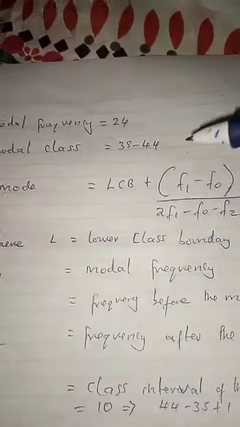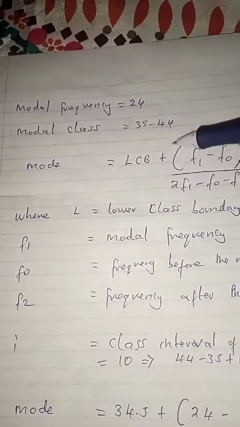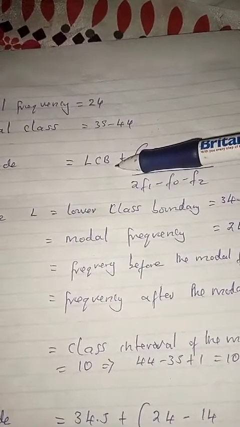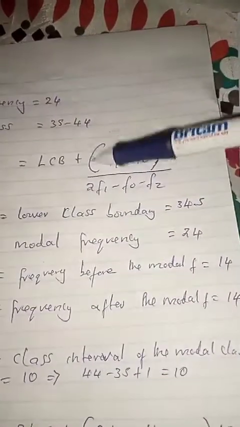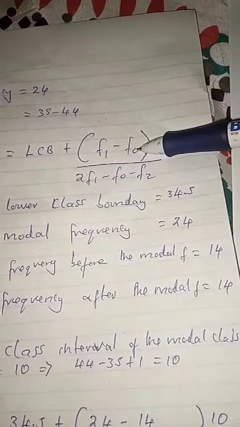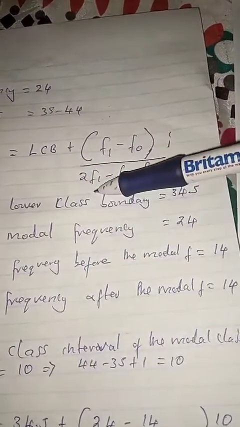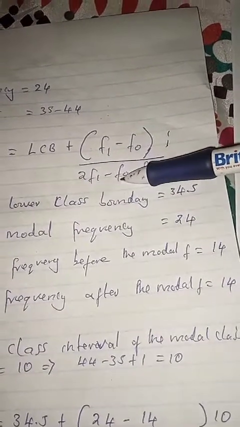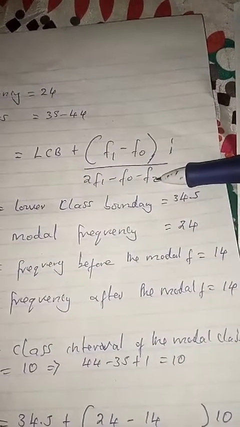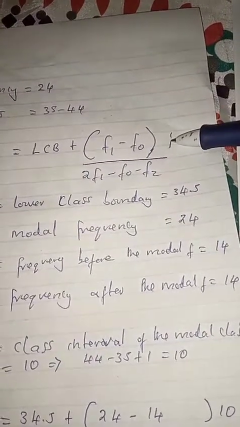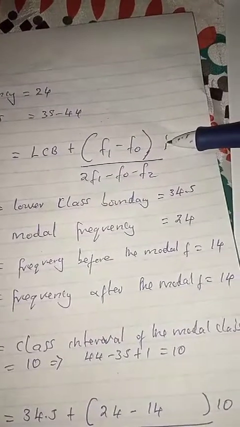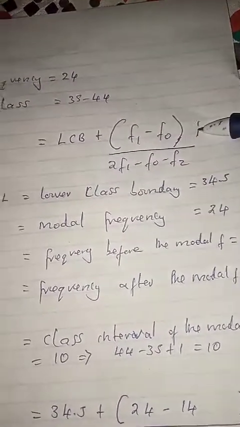What of the mode of grouped data? To get the mode of grouped data, we use this formula: the mode is given by the lower class boundary of the class that has the modal frequency, plus the modal frequency minus the frequency before the modal frequency, divided by 2 times the modal frequency minus the frequency before minus the frequency after the modal frequency, multiplied by the class interval of that modal class in case it has a varied class width.